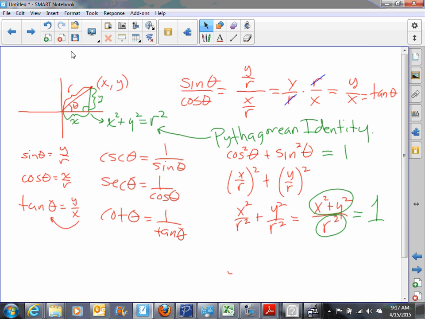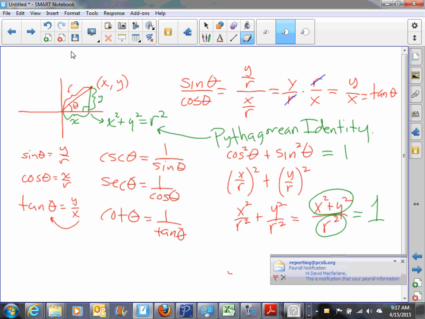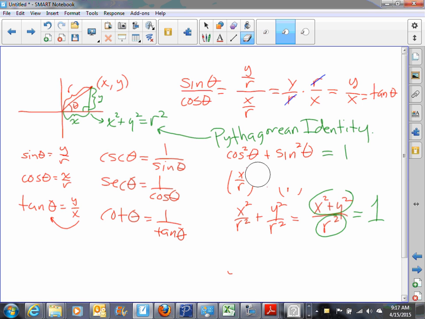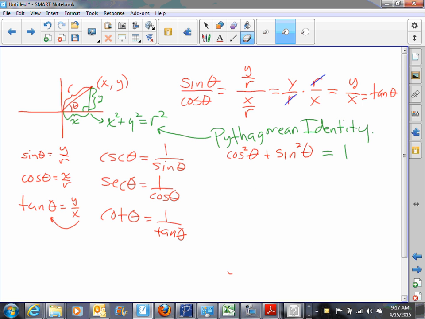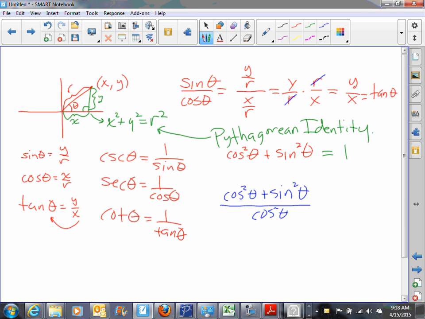It's always true. Now, there are a couple of things that we could do to this identity to make it look a little different. So let's go ahead and take a look at a couple of those things and see if we can investigate the Pythagorean identity a little bit more. Now, see, if I were to take this identity and divide both sides by, just spitballing here, the cosine squared of theta, I have cosine squared theta plus sine squared theta divided by cosine squared theta equals 1 divided by cosine squared theta.